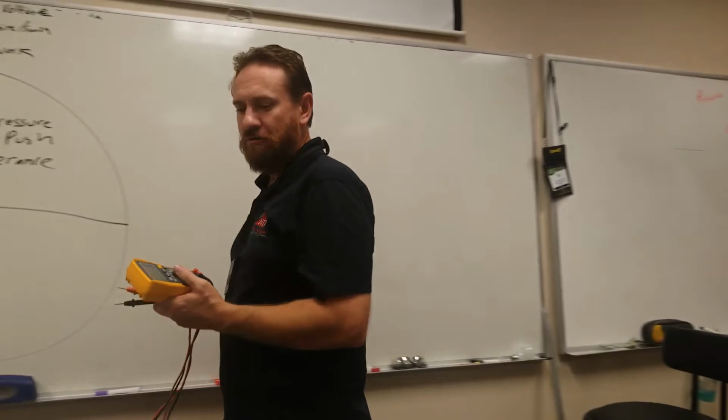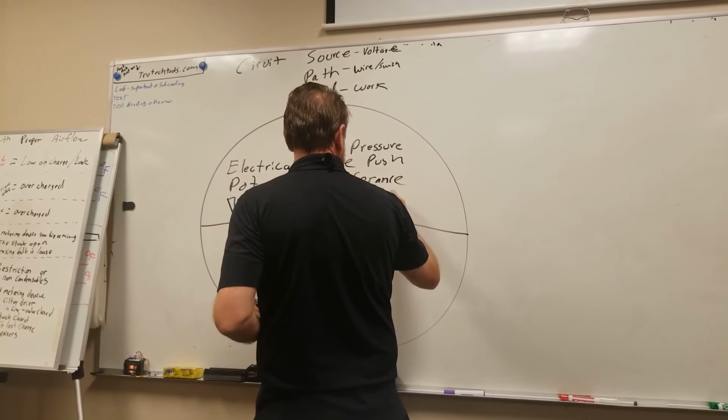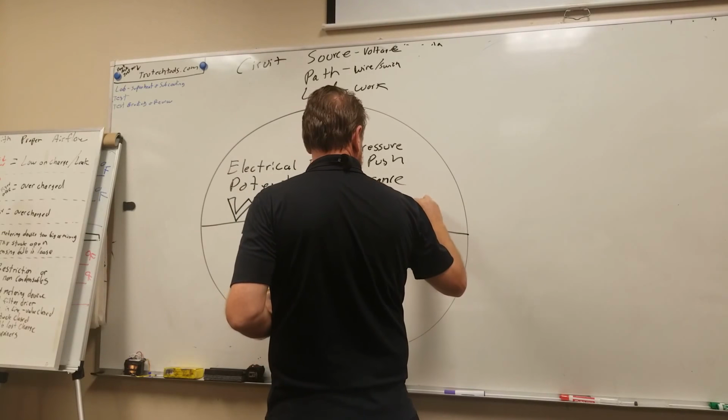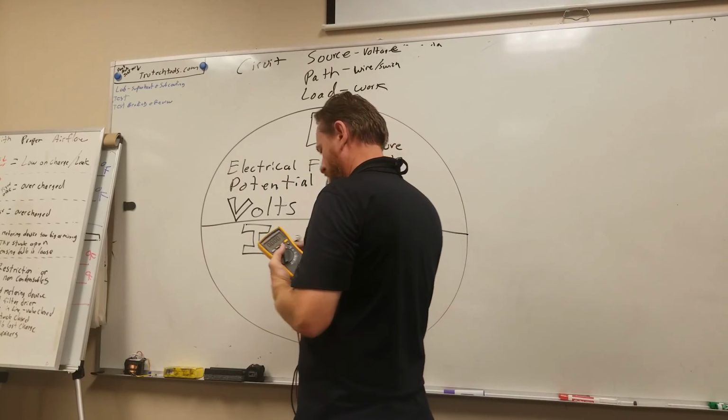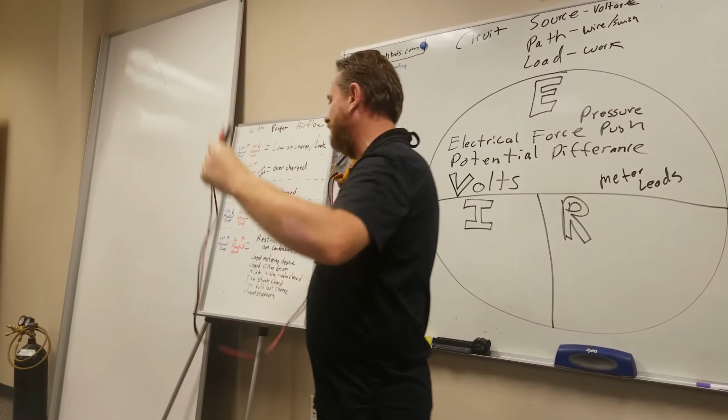So it's potential difference. That's what this meter's reading. Anytime we're reading with voltage, what we want to do is use the leads of our meter. These wires are what we call leads. We're going to use voltage with the leads of the meter.